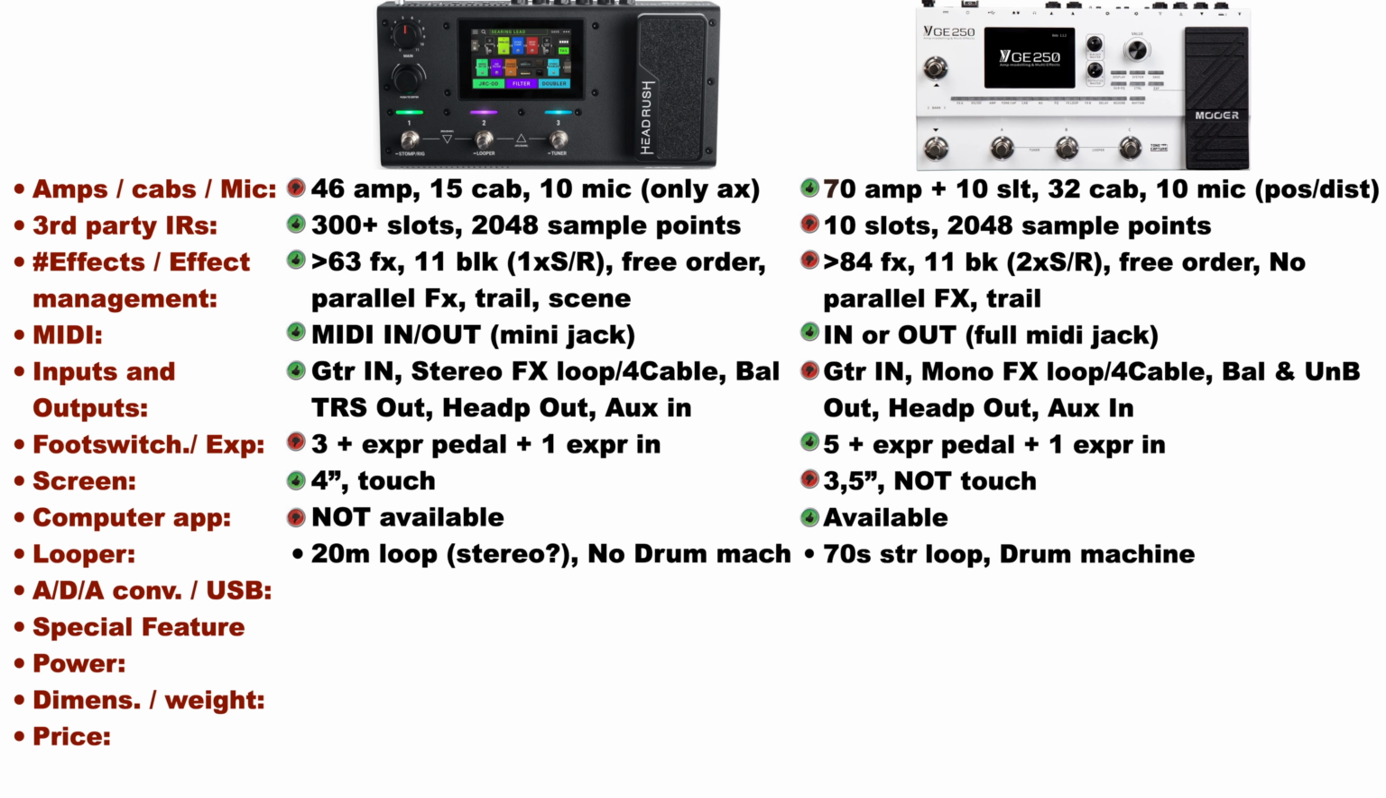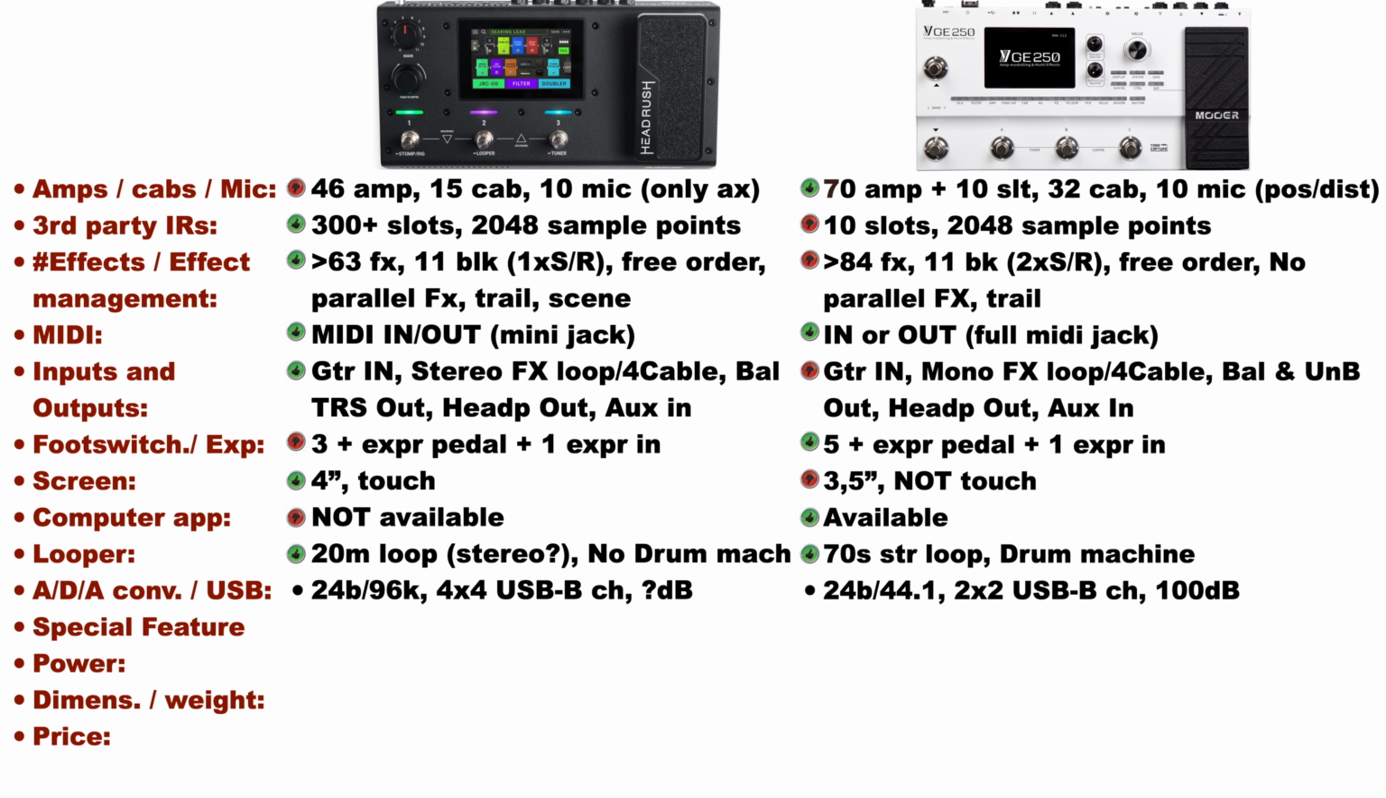The MX5 offers longer loopers, but the G250 also offers a drum machine that is missing in the MX5. As regards AD/DA conversion, the MX5 offers a 4x4 USB channels audio interface with up to 96 kHz, 24-bit converters, whereas the G250 has only 2 USB channels and can reach only 44 kHz. Therefore, the MX5 is better.